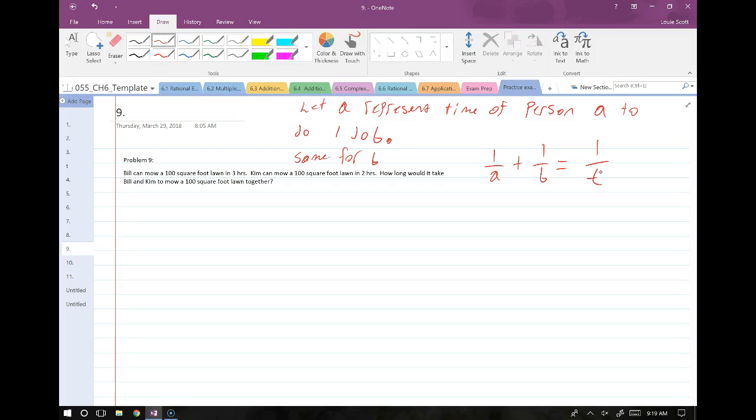So for this one, we say, Bill can mow a 100 square foot lawn in 3 hours. And honestly, this is the first time I've ever actually considered the dimensions of this problem. A 100 square foot lawn, that's a 10 by 10 lawn. That's 10 feet by 10 feet. It takes Bill 3 hours to mow that lawn. Like that lawn has to have some very gnarly terrain, or Bill is just a terrible mower.